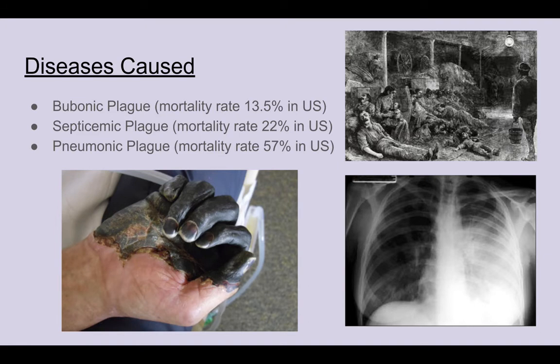If we look at the percentage of the disease that are caused, we can see that the bubonic plague causes, on average, 13.5% of the mortalities of the disease in the time it is in the United States. Septicemic plague has a mortality of 22%, and pneumonic plague 57%. All of these are just specifically within the cases that are in the United States. It is important to realize that this disease is native to every continent except for Australia. Additionally, it is still a problem in many other countries, specifically Madagascar and Africa.